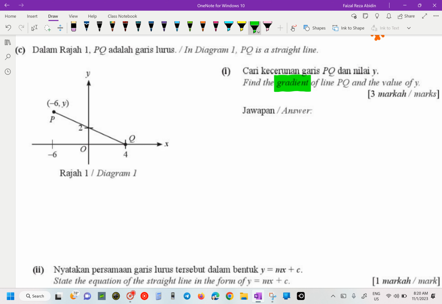Okay, so for this one, yes, that one. Okay, girls. Find the gradient of line PQ and the value of y. Can I find the gradient of PQ first? What is the coordinate for Q? 4, 0. Yes, good. 4, 0. P there? Negative 6. So how are you going to find the gradient of PQ?